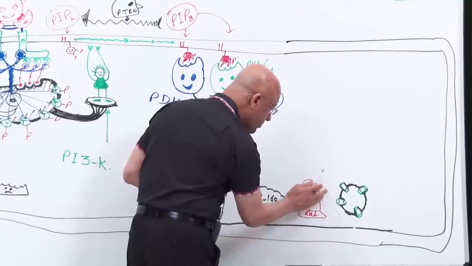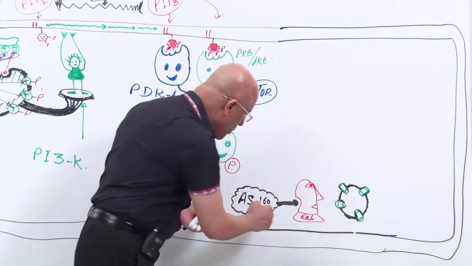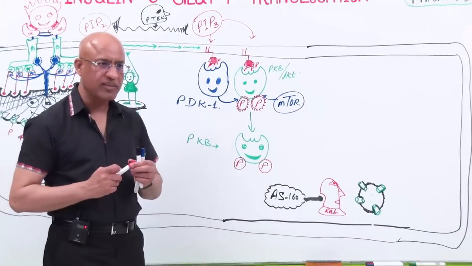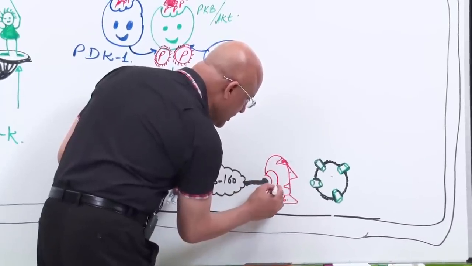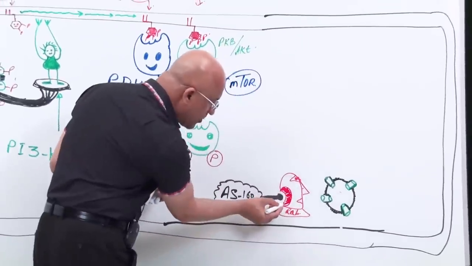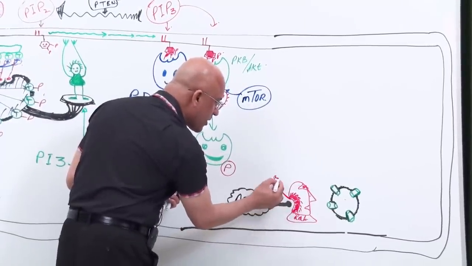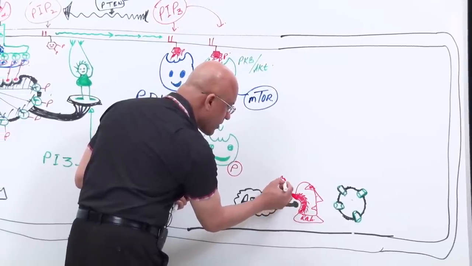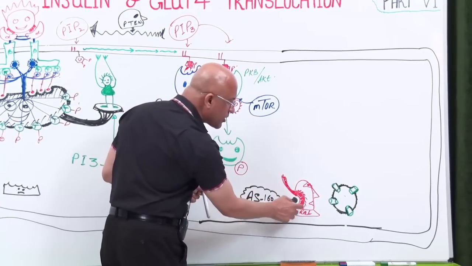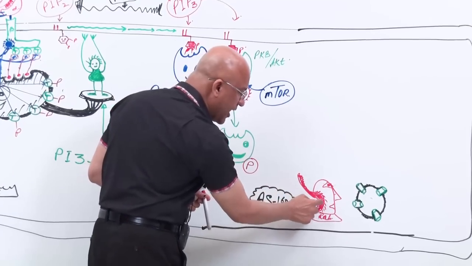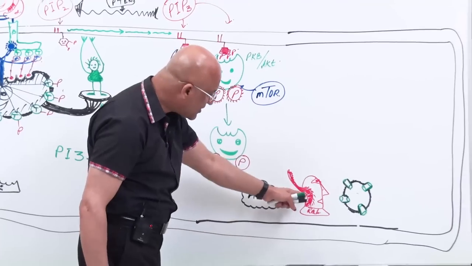Now what is AS160 doing with the RAB protein? Can you guess that? It is activating an intrinsic GTPase. Now listen, this domain of the RAB protein has a very special cutter. This is an enzyme which is an integral part of the RAB protein, and this enzyme is activated by AS160.